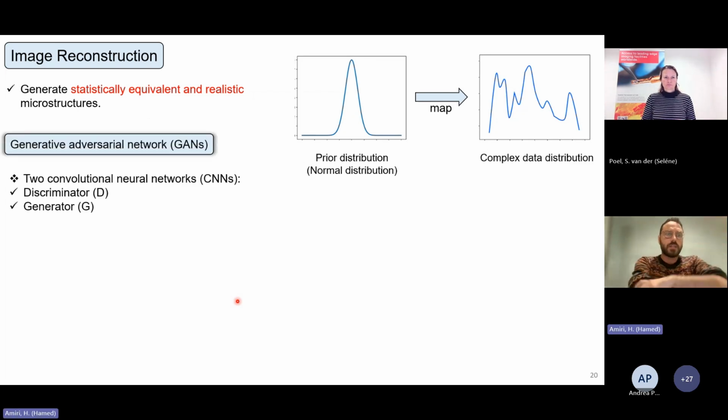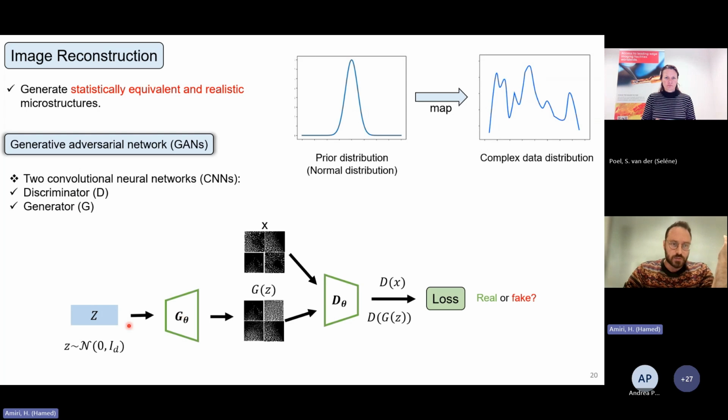And we use the generative adversarial networks, or GAN, for this. In a GAN, you have two convolutional neural networks, a discriminator and a generator, and there's a competition between them. The generator samples the normal distribution and tries to generate a fake image that looks realistic. Then this fake image, together with the real image, goes to the discriminator, which is basically a classifier whose task is to distinguish between real and fake images.